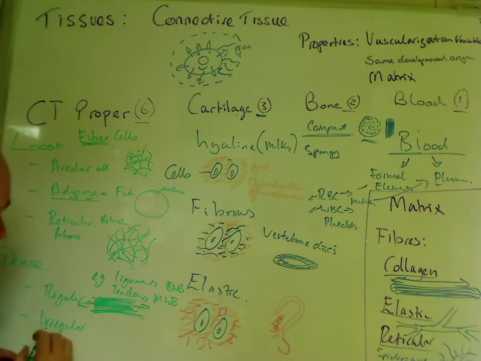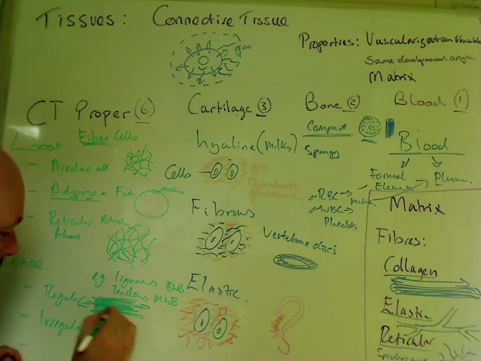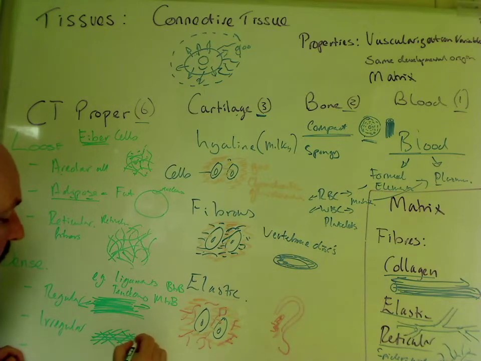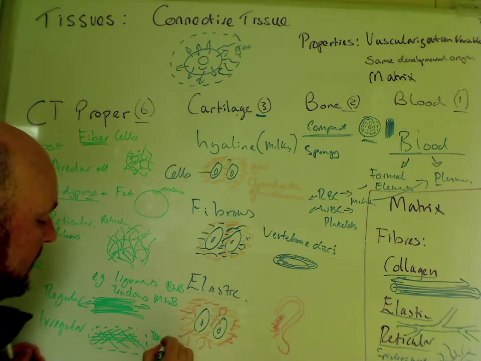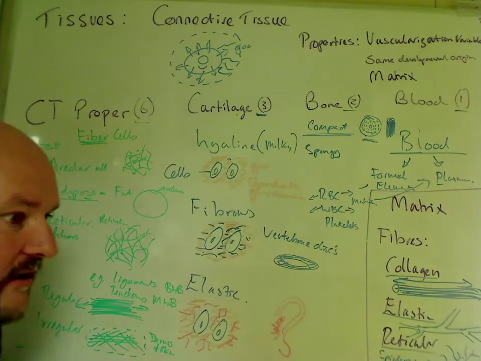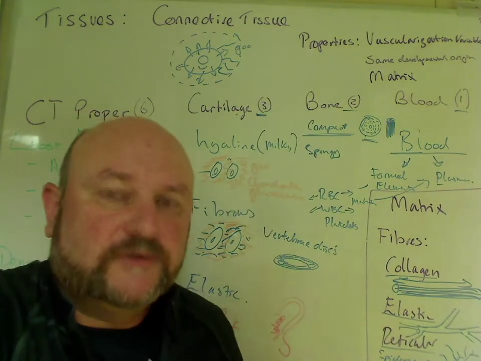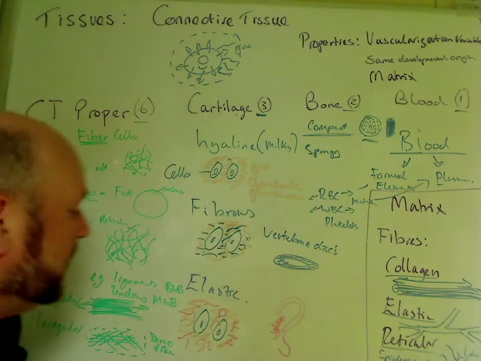Irregular is very, very close to regular, because many of them are lying like that, but you've got some lying in planes like that as well. This is very, very good for holding things, like anchoring things all the way around. So you find this in the dermis of the skin, and it actually holds the epithelia, the epidermis, down onto the lower structures extremely well.